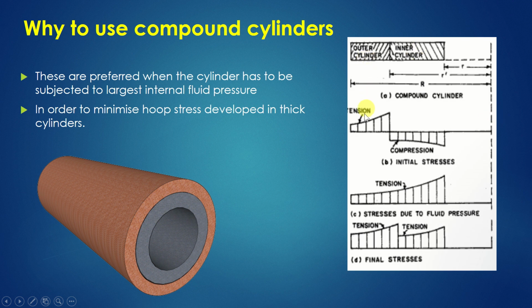Outer cylinder is subjected to tension as I said, and inner cylinder is subjected to compression as it is compressed by the outer cylinder. Here you can see stresses due to fluid pressure, right? We have seen this with the example in the previous video. Please remember that. If you have not seen, please go and see that. And final stresses, so we have to combine these stresses and form a final stress diagram, which ultimately proves that there are stresses minimized. So I will prove that by the end of this video with an example.